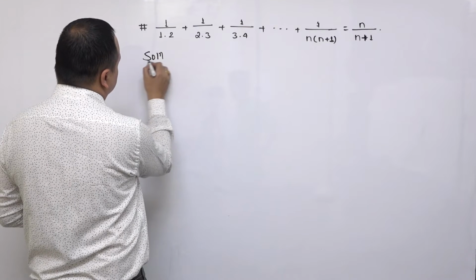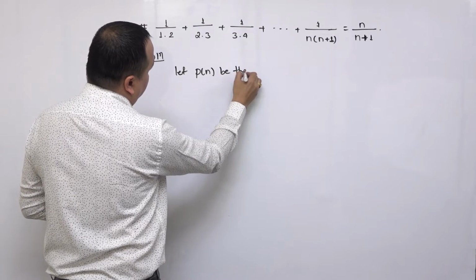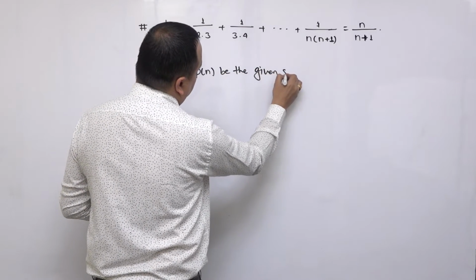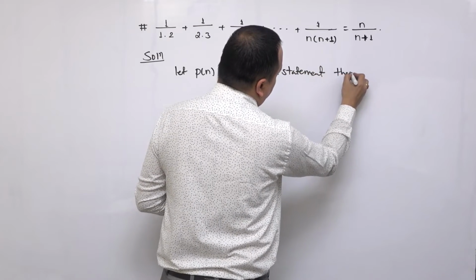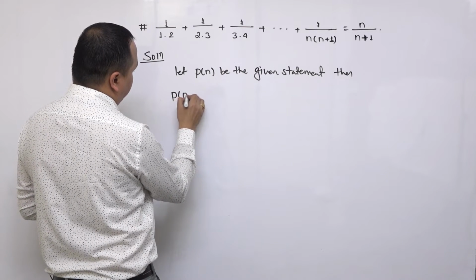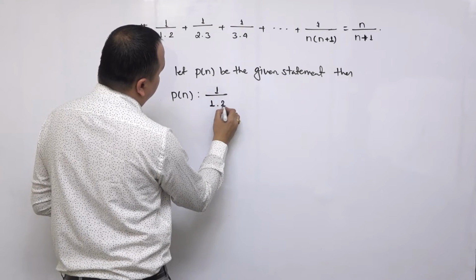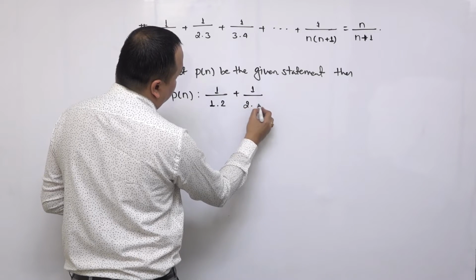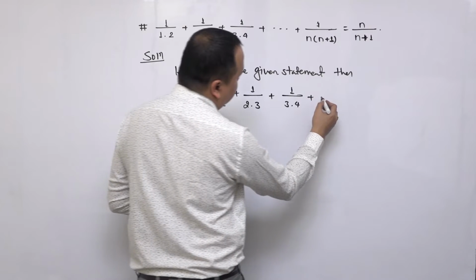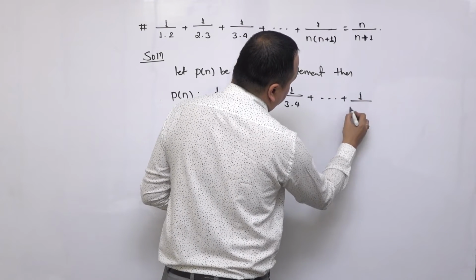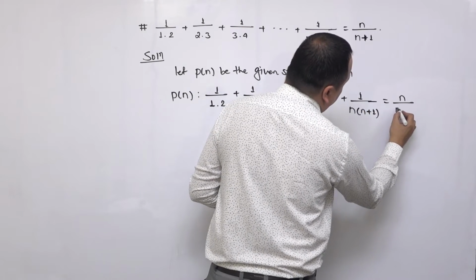Solution. Let Pn be the given statement. Then Pn: 1 upon 1 into 2 plus 1 upon 2 into 3 plus 1 upon 3 into 4 plus dot dot dot plus 1 upon n into n plus 1 is equal to n upon n plus 1.